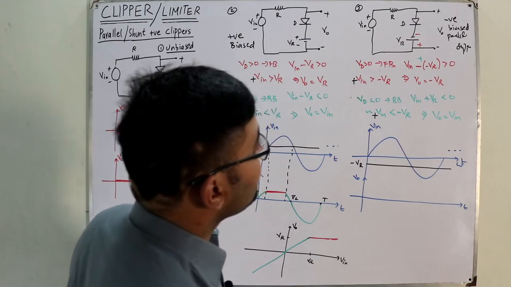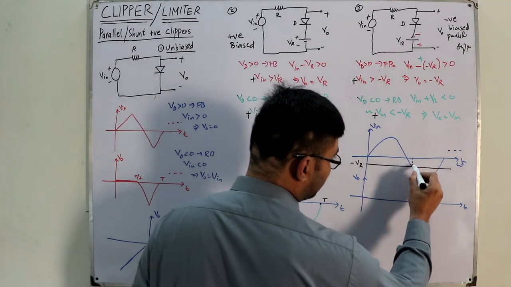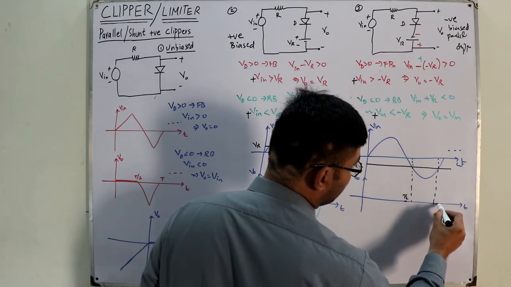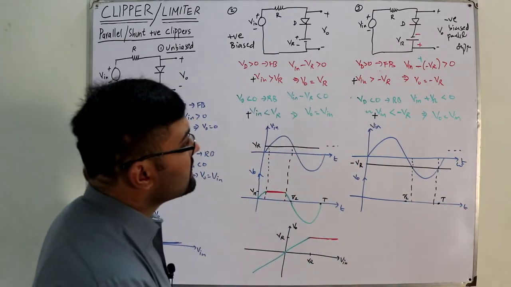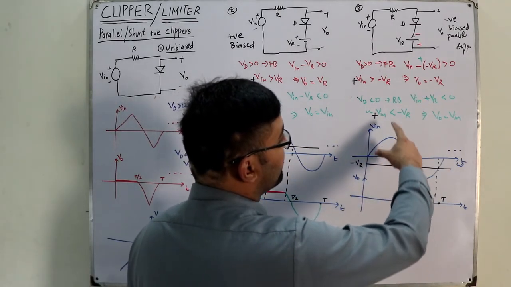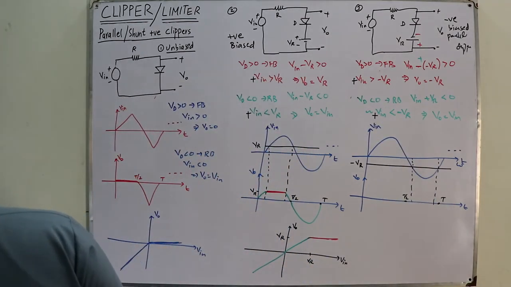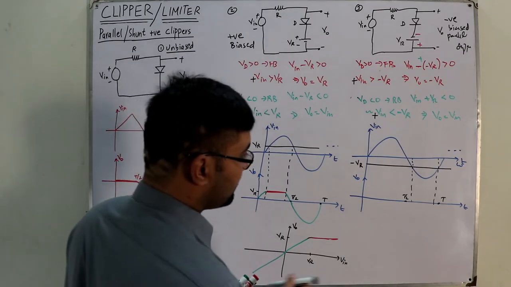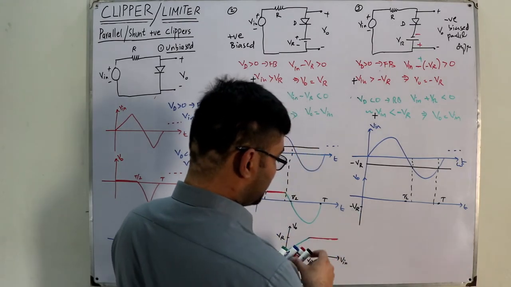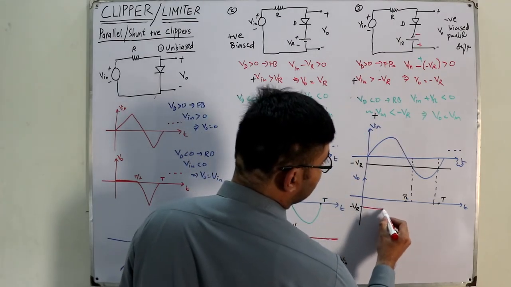So we see over here. Let me just drop down these points. This is the T by 2 point. This is the T point. So when the input voltage is greater than minus of VR, V output is equal to minus of VR. Have I made a mistake? No. Let me just draw a minus of VR over here. So when the input voltage is greater than minus of VR, output is equal to minus of VR.